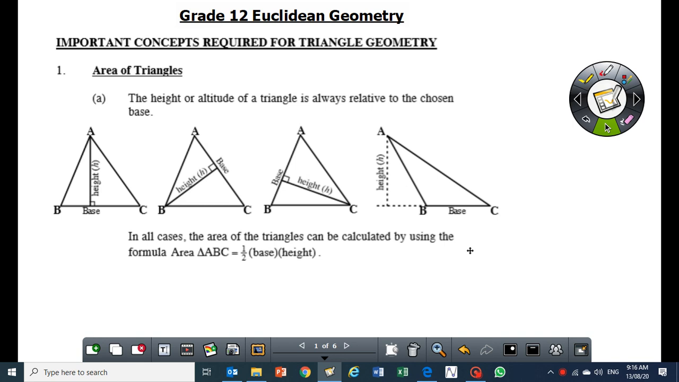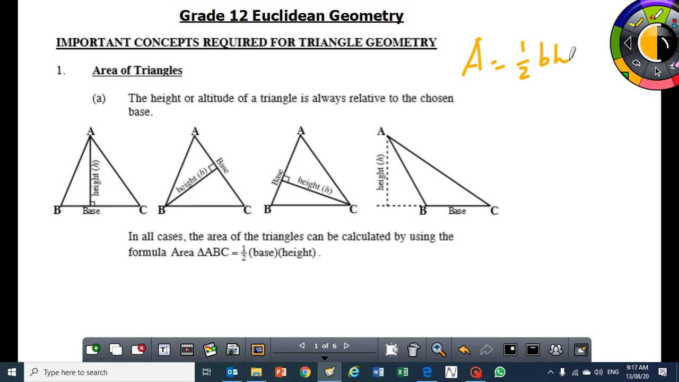Area of a triangle is half base times height. The altitude of a triangle is always relative to a chosen base. You choose your what? Your base. It's up to you because the triangle has got 3 sides, so you decide which base you want. Then from that base, you can determine your height.